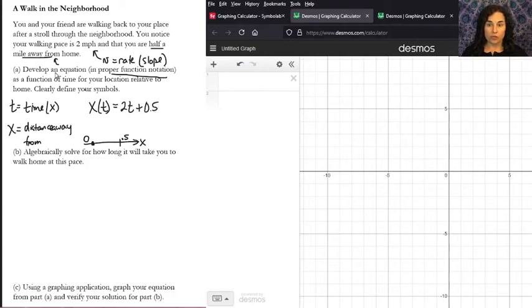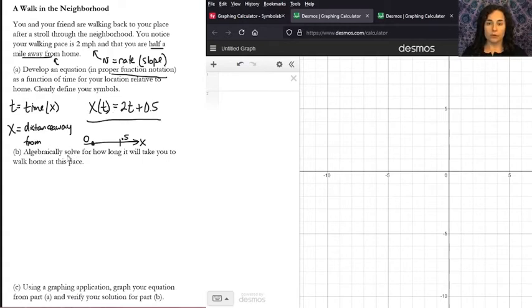So when I ask for an equation in proper function notation, notice I have the input variable that's defined, I have the output variable that's defined, and we're going to write it in proper function notation. This is the location, distance as a function of time, and then that's the equation for it. So that's the answer for part A. That's all I want for part A.